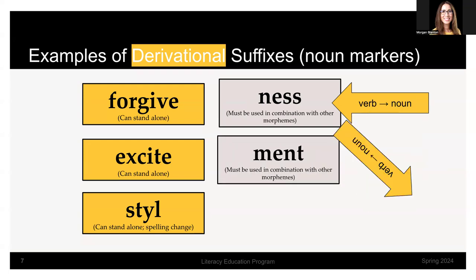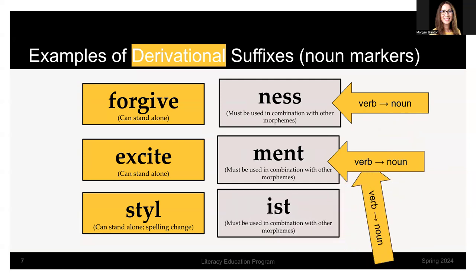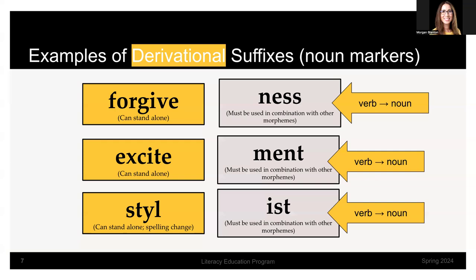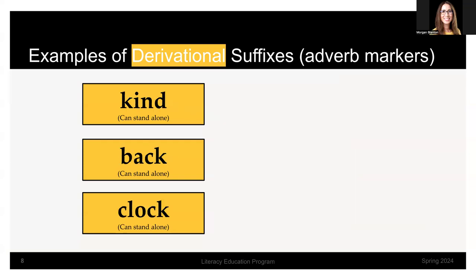The next one, excite, is a verb. When you add ment to the end, now it's excitement. It's kind of a thing or an idea. The last one, style, there is a spelling change with this one, but style is a verb, and when you add ist to the end, now you're talking about the person who might do your hair, the stylist.